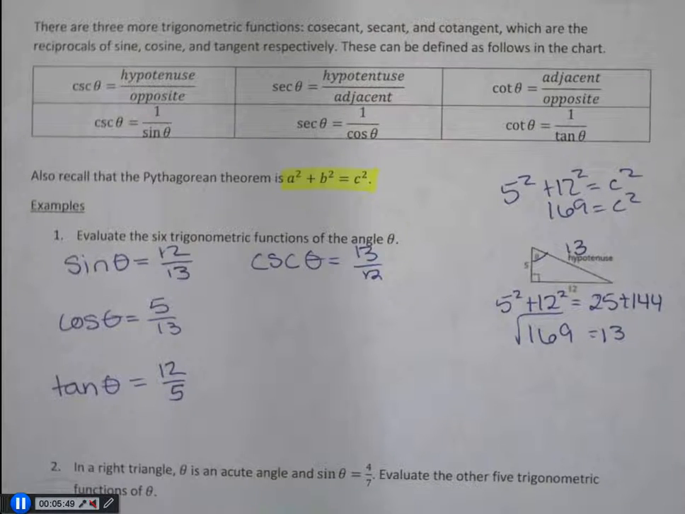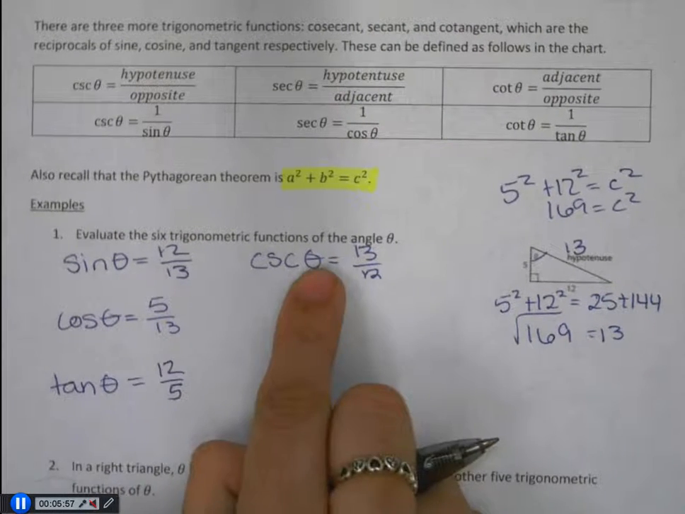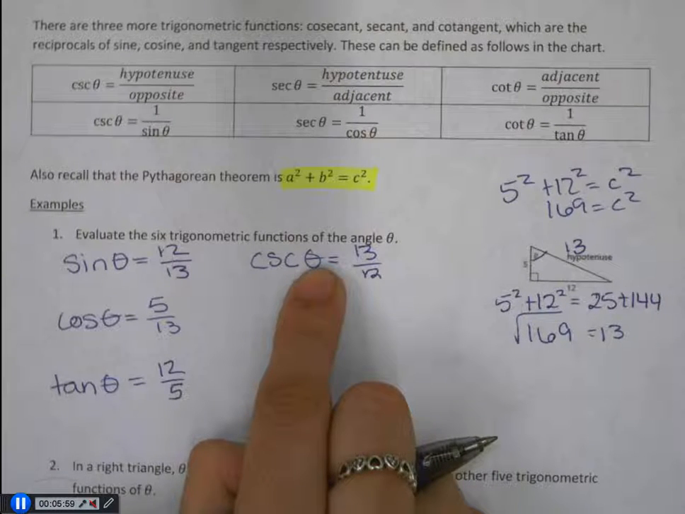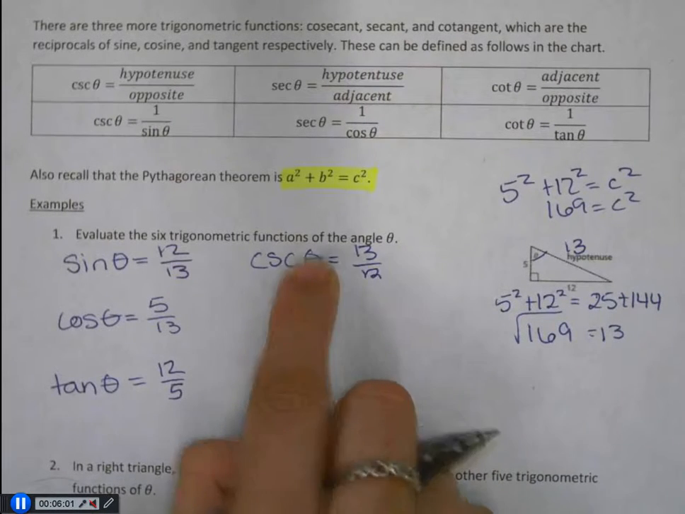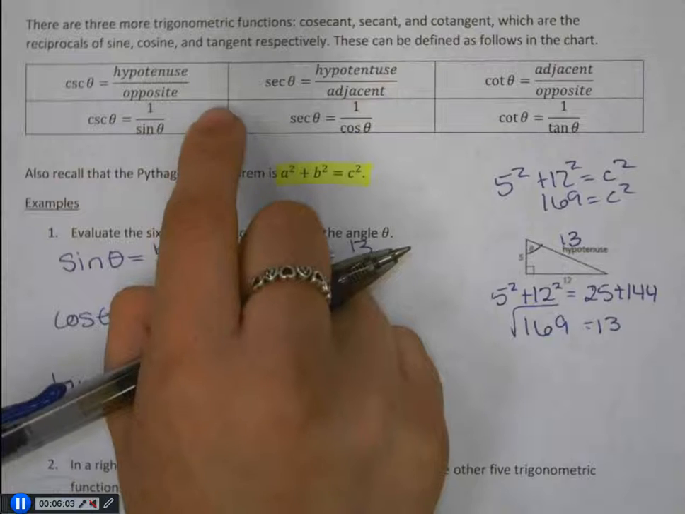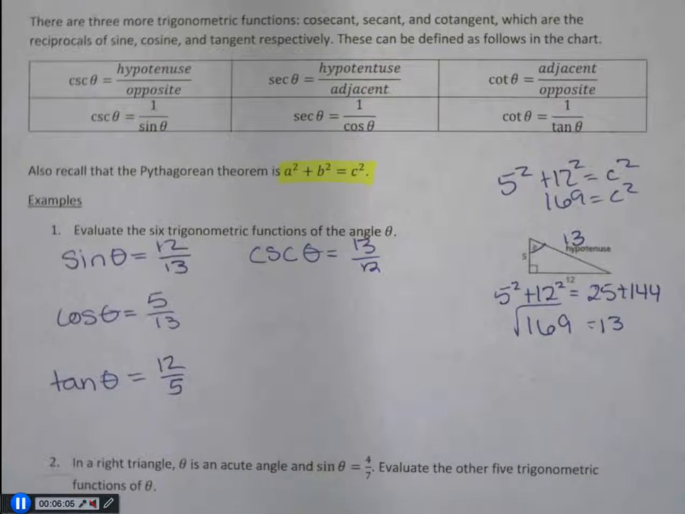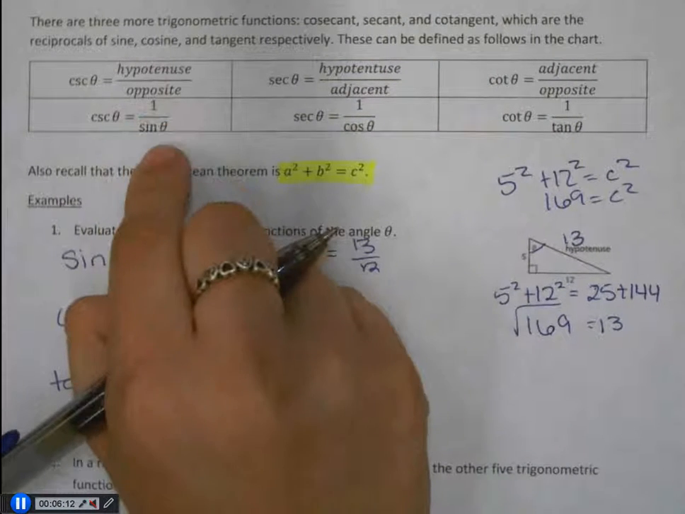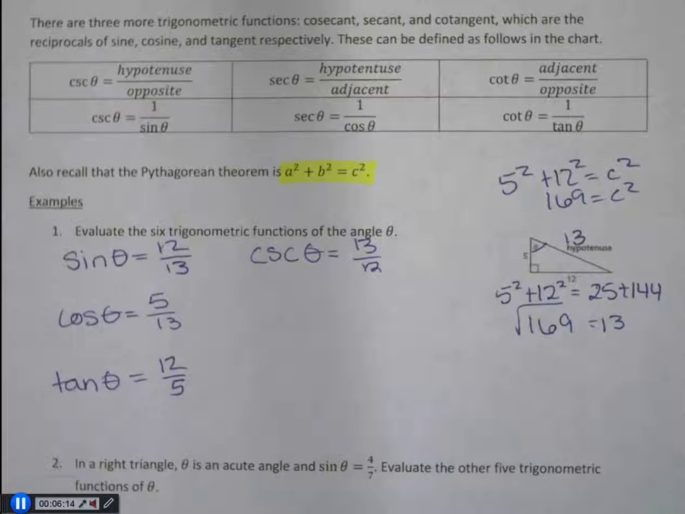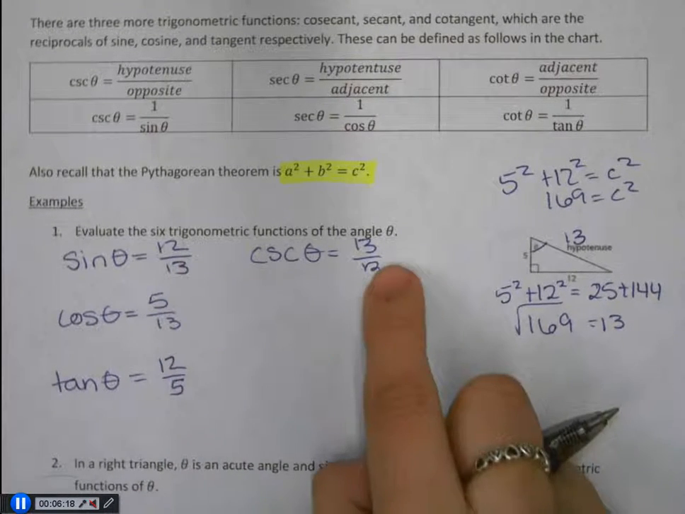Why is there like 2 rows? Like sine and cosecant? It's the same thing, it's just different ways of writing it. What this means is when it says 1 over sine, that means flip the fraction. So what I did was, instead of 12 over 13, it's 13 over 12.